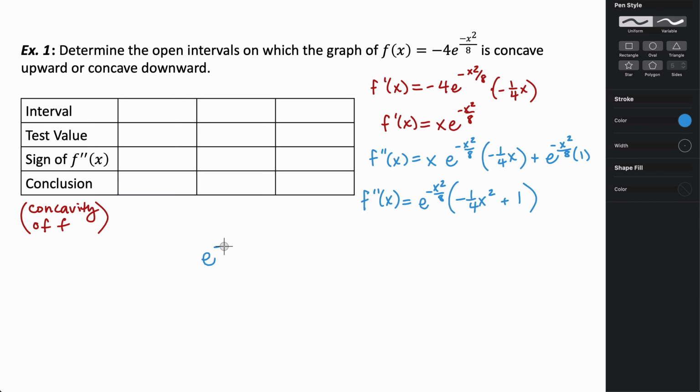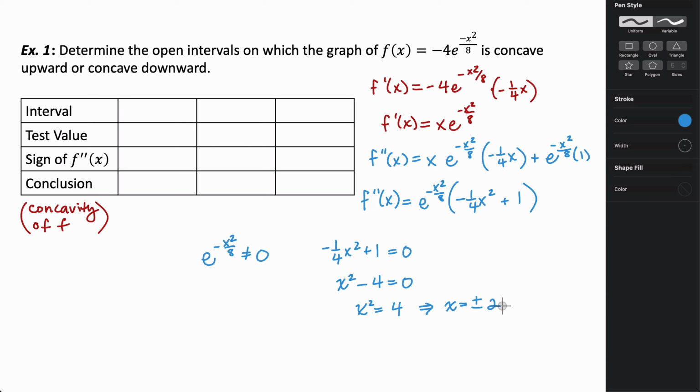And we get that e to the negative x squared over 8. Where is that equal to 0? And where is negative 1/4 x squared plus 1 equal to 0? An exponential is never going to be equal to 0 unless it was having some vertical shift, which this doesn't. So that never equals 0. There's no value of x that we're going to have to worry about there. I can multiply everything by negative 4 here, and I get that x squared minus 4 equals 0. I can add 4 to both sides to get that x squared is equal to 4. Taking the square root, I get that x equals plus or minus 2. So those are the places where the second derivative is equal to 0.